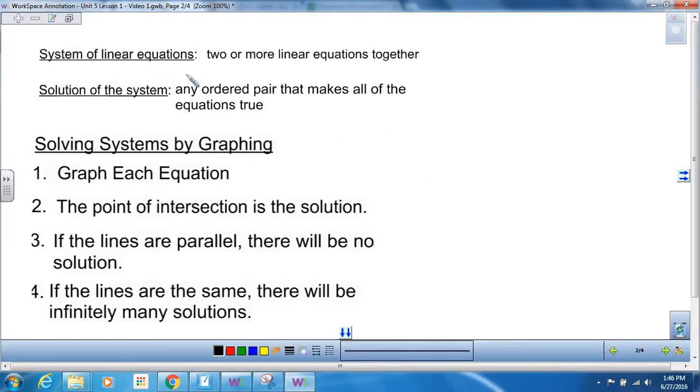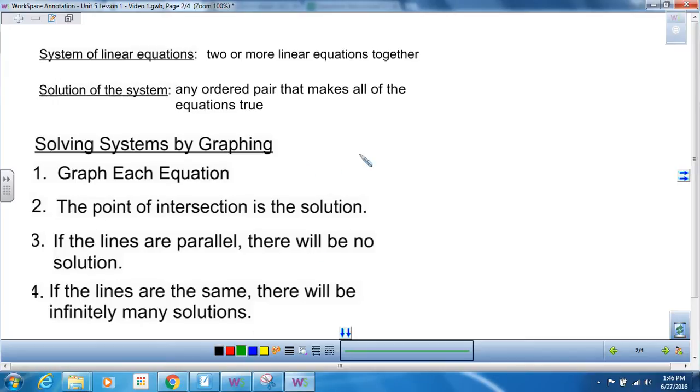Okay, so a system of linear equations is two or more linear equations together. And then a solution is any ordered pair that makes both of the equations true. All right, here are our steps for graphing. First thing we do is graph each equation.